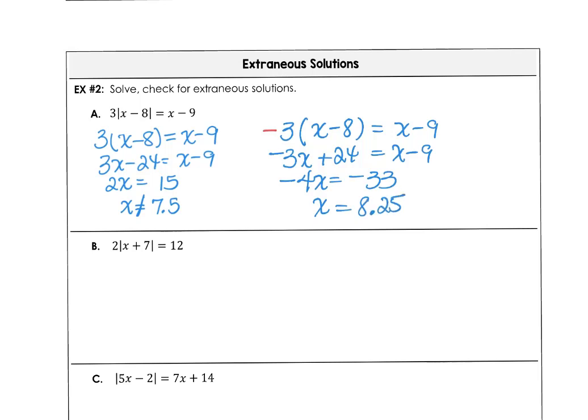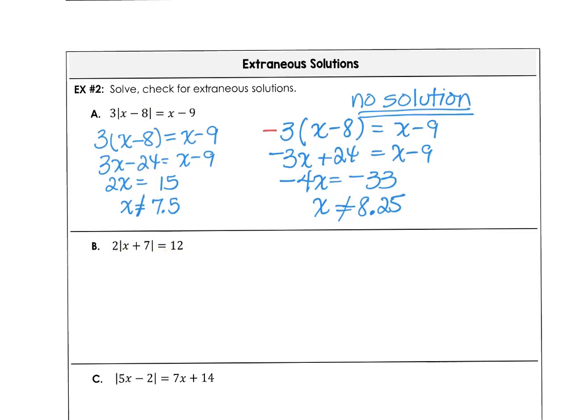So once again, I'm going back up here to this area. If we put 8.25 and subtract 9, this right side is equal to a negative number. And 3 times a positive number will never be a negative number. So in this case, we also have extraneous. And example A has no solutions to that equation. There will be no number where 3 times the absolute value of x minus 8 would be the number x minus 9. So this has no solution.